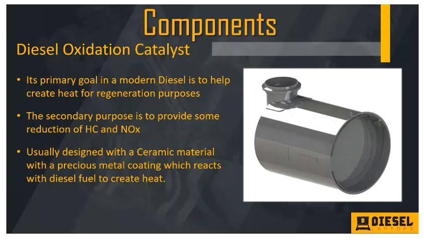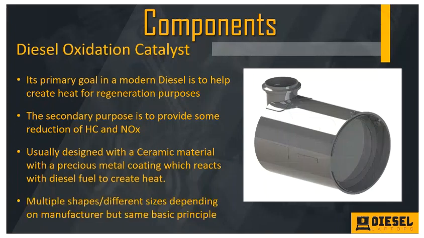Those precious metals, the platinums, the palladiums, the rhodiums, these are the materials that are in this DOC, and without those precious metals, you won't have the chemical reaction with the diesel fuel. So our DOC has to have these precious metals, or when we spray diesel fuel downstream, if the diesel fuel reacts with the ceramic, nothing's going to happen much. We need the fuel to react with the precious metals in order for that reaction to take place. Those precious metals are also going to help reduce hydrocarbon and NOx through a chemical change, right, through a molecular change. So there's multiple shapes, there's different sizes depending on manufacturer, but they all have the same basic principles.